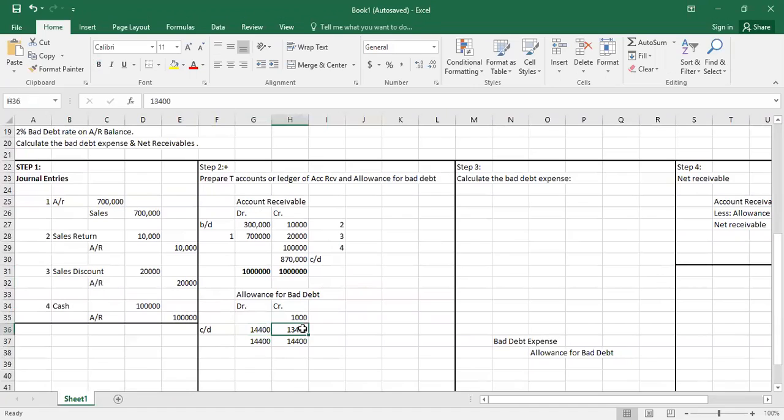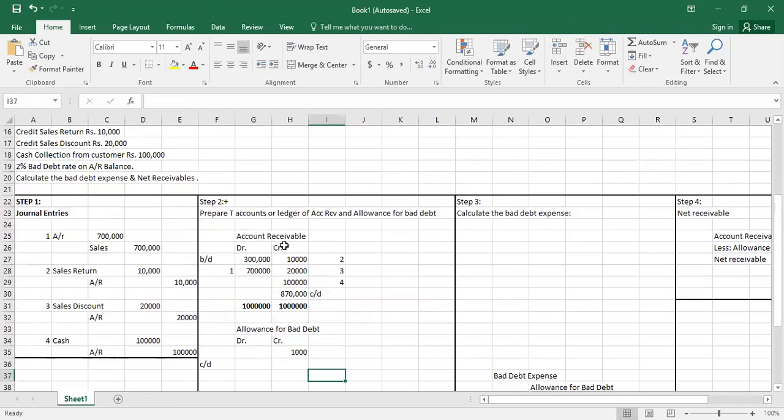Now here, what we have to do in the allowance for bad debt. Under the allowance for bad debt, we have the opening balance of rupees 1,000. So we have written the opening balance of rupees 1,000.